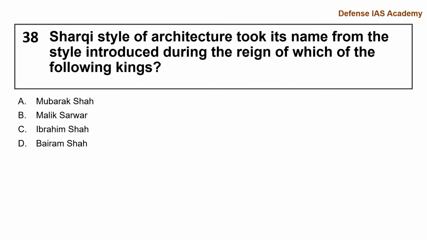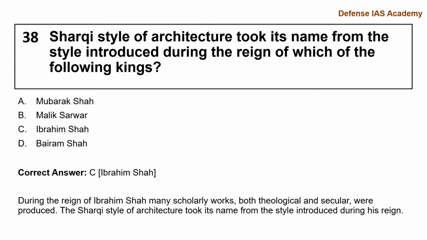Question 38. Sharqi style of architecture took its name from the style introduced during the reign of which of the following kings? The correct answer is option C, Ibrahim Shah. During the reign of Ibrahim Shah, many scholarly works, both theological and secular, were produced. The Sharqi style of architecture took its name from the style introduced during his reign.